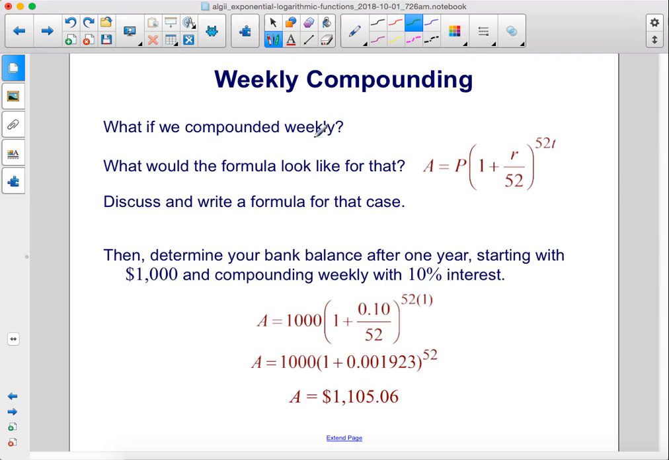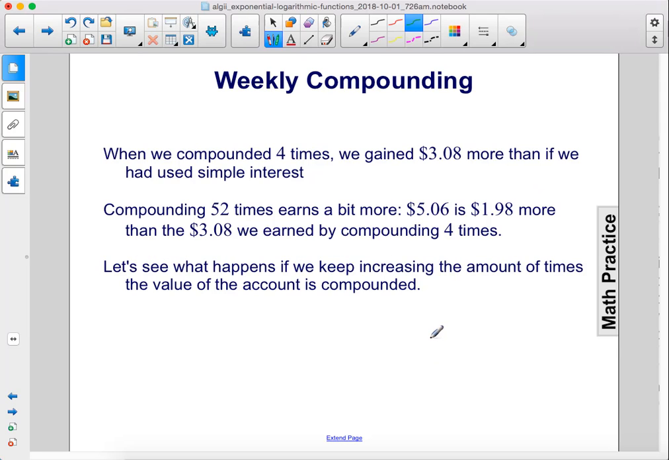If we compound weekly, that's 52 times a year, so N becomes 52. So in this case, we have $1,000 as P, we have 0.10, which is our interest, divided by 52, and then we have 1 year, so we're going to have 52 times 1. When we figure this out, we get $1,105.06. When we had compounded 4 times, we gained $3.08 more than if we had used simple interest.